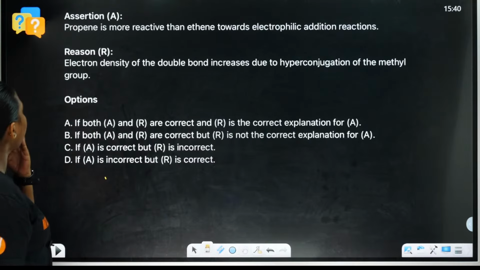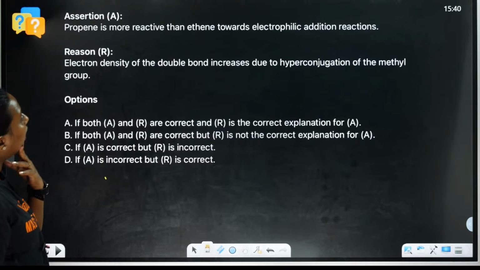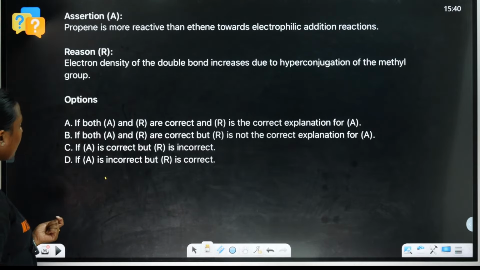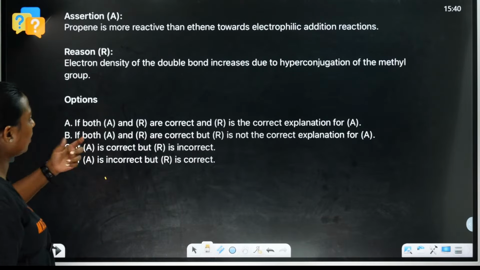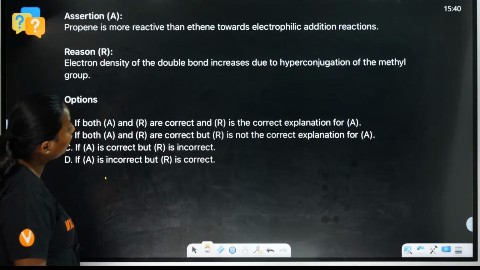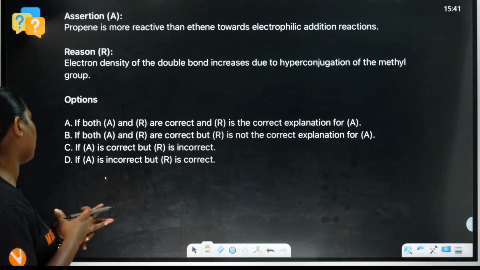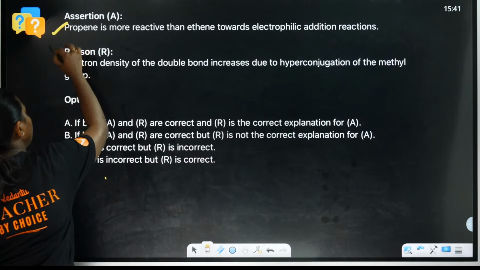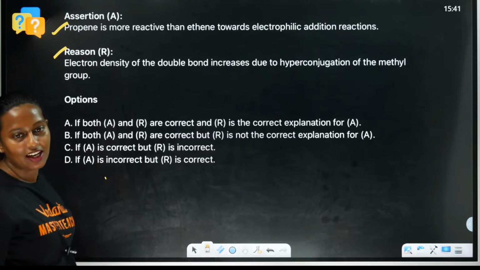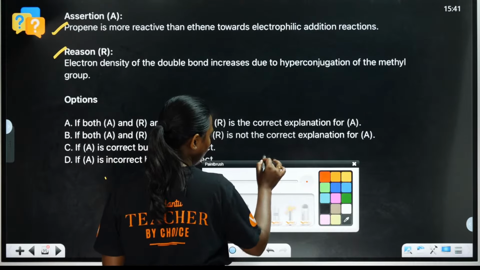So let me read. Propene is more reactive than ethene towards electrophilic addition reaction. Yes, it is correct. Propene is more reactive than ethene because the electron density of the double bond increases due to hyperconjugation of the methyl group. Yes, it is also correct. Assertion and reason are correct, and the reason is the correct explanation of the assertion.